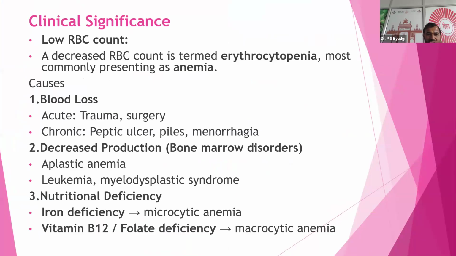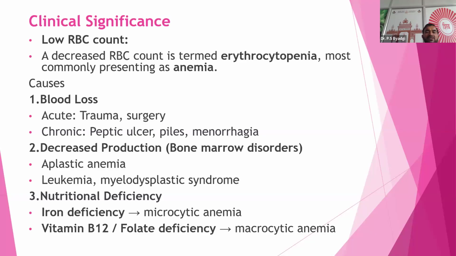As I mentioned earlier, the RBC count is a very, very important indicator for the diagnosis of various disorders, especially if the count is reduced. It is called erythrocytopenia, and it is one of the major indicators for the diagnosis of anemia. There are certain causes which may lead to the loss of RBC count inside the body. Some of the causes may be acute, some may be chronic. Usually acute causes are surgery, where there is excessive bleeding, or trauma, where there will be excessive bleeding.